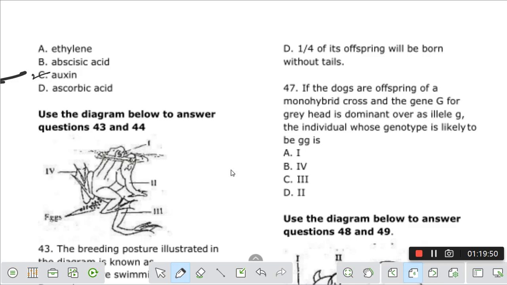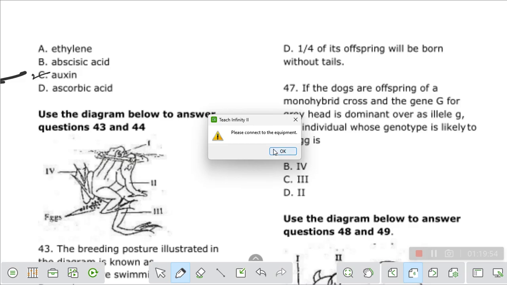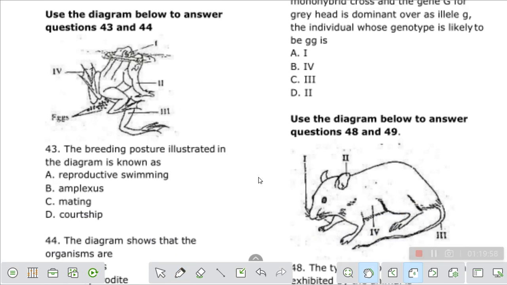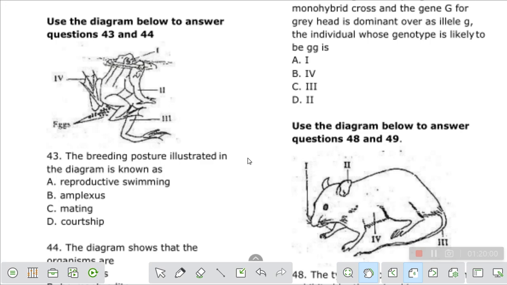So the answer is not reproductive swimming, because although it almost looks like reproductive swimming, it's not really. The answer is amplexus. What's the meaning of amplexus? Most of you will not see it in your textbook. Amplexus is a type of mating behavior exhibited by some externally fertilizing species in which a male grabs a female with his front legs. Can you see that he grabs the female with his front legs?